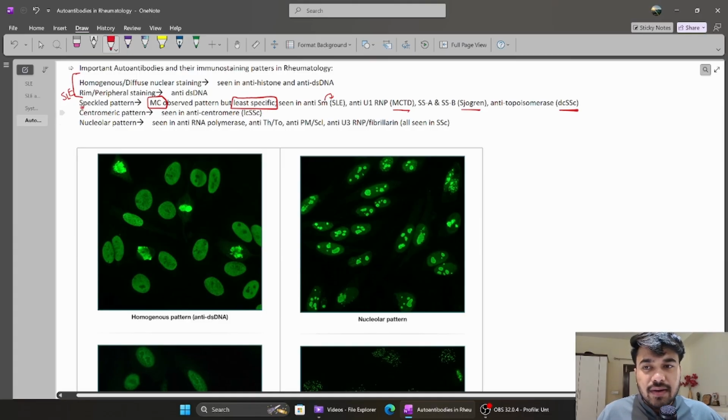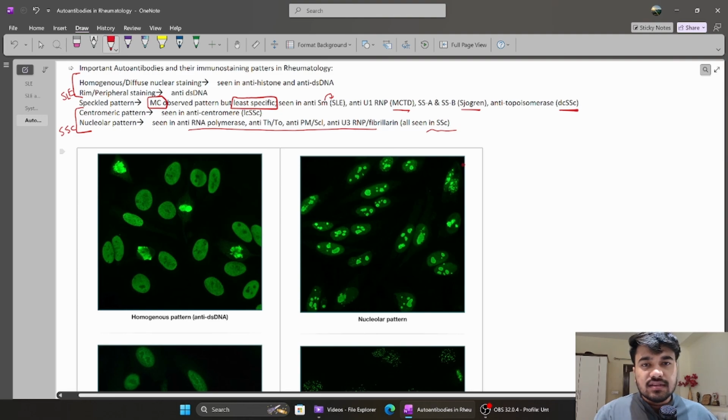Then we have the centromeric pattern and the nucleolar pattern. These are suggestive of systemic sclerosis. Centromeric pattern is seen in anti-centromere antibody, which is specific for limited cutaneous variant of systemic sclerosis. The nucleolar pattern is seen in anti-RNA polymerase, anti-Th/To, anti-PM-Scl antibody, and anti-U3 RNP antibody. All these antibodies are seen in systemic sclerosis, right? So centromeric pattern and nucleolar pattern are suggestive of systemic sclerosis.